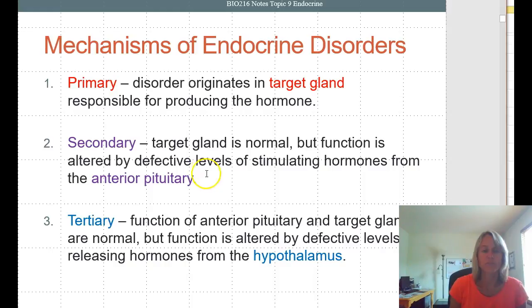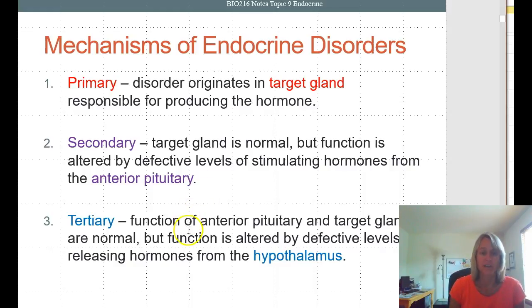Secondary disorder is where that target gland is normal. So let's use the thyroid again. The thyroid is normal, but its function is altered by defective levels of stimulating hormones from the anterior pituitary. So the anterior pituitary is either secreting too much or too little thyroid stimulating hormone.